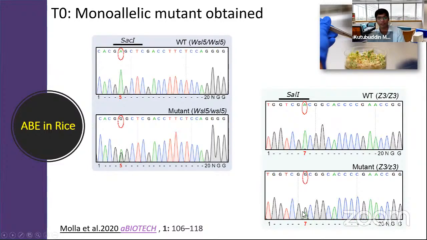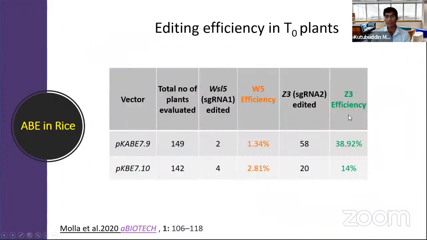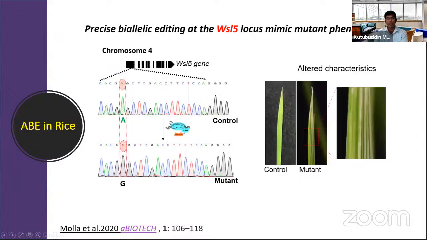So we generated the second generation, T1. In T0, when we calculated the editing efficiency, contrary to the result we obtained for the protoplast assay, Z3 showed more efficiency in the regenerated plants, but W5 showed extremely low efficiency. Now, when you generate T1, the next generation, by selfing the same rice plant, it is interesting to see that this A has been completely changed to a G nucleotide.